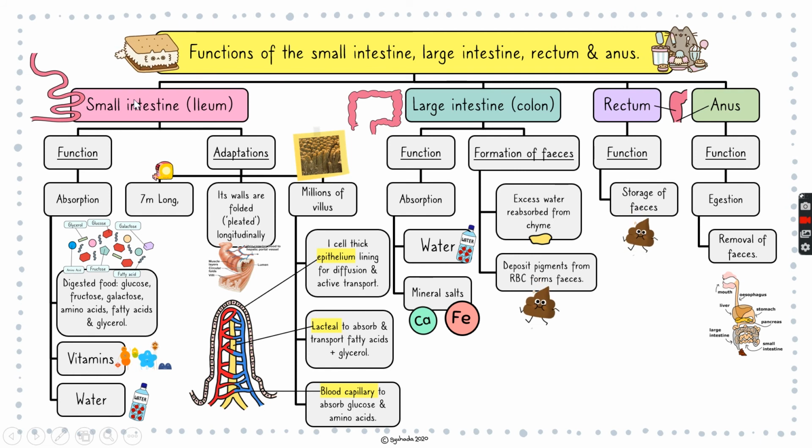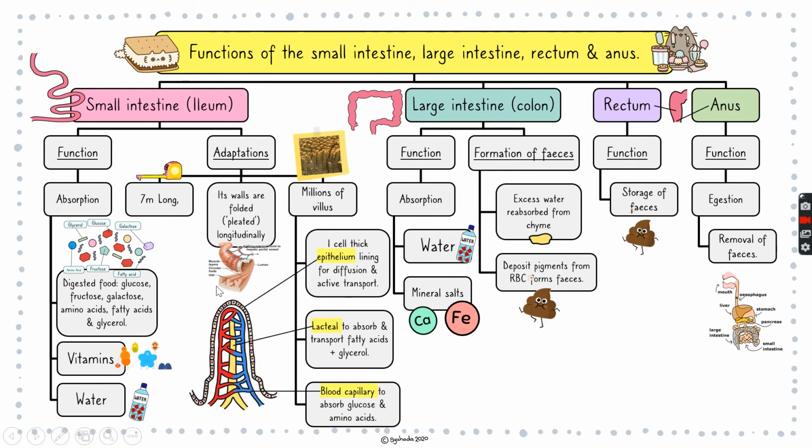The adaptations of the small intestine that help it to carry out absorption is the fact that it is about 7 meters long. So this means that it covers a large surface area and also gives a lot of time for the food to be absorbed. Its walls are also folded or pleated longitudinally. So if you see this little part right here, it's folded, and that's the folding that we're talking about here.